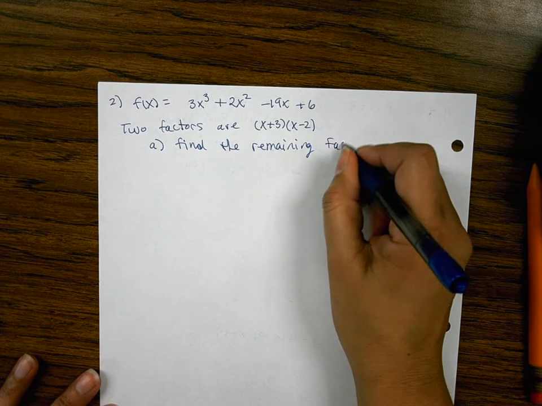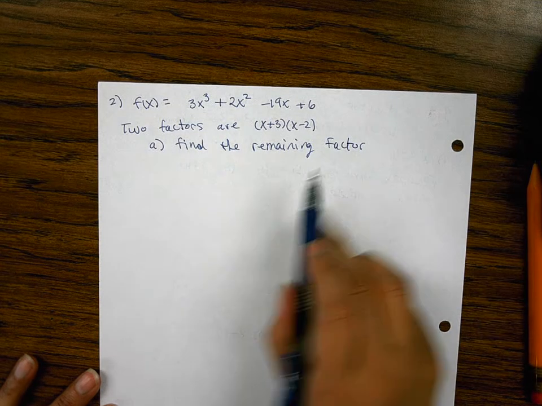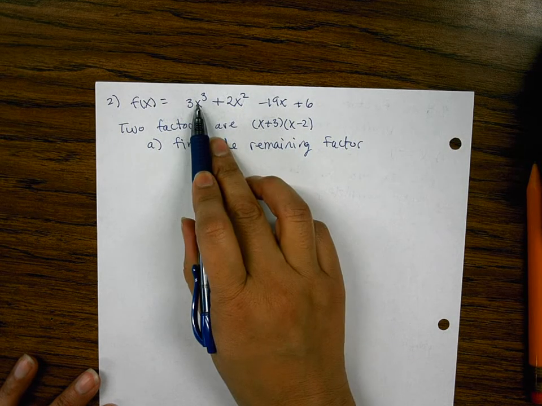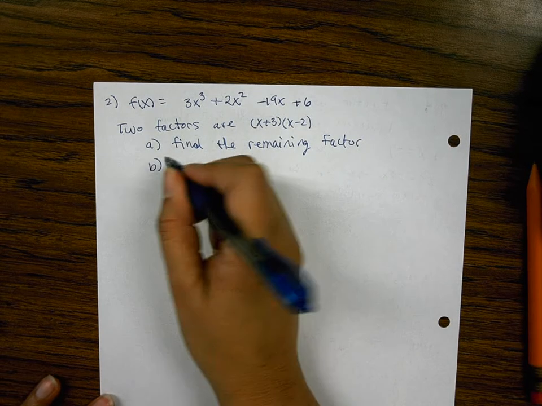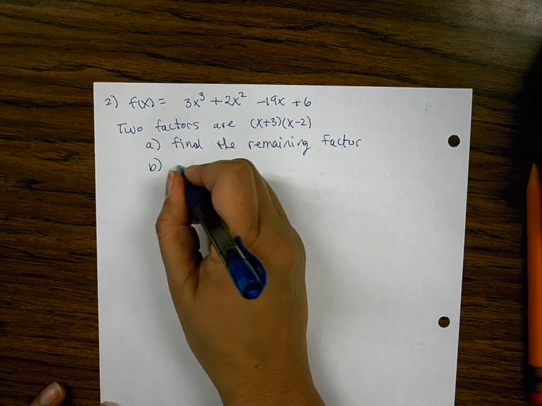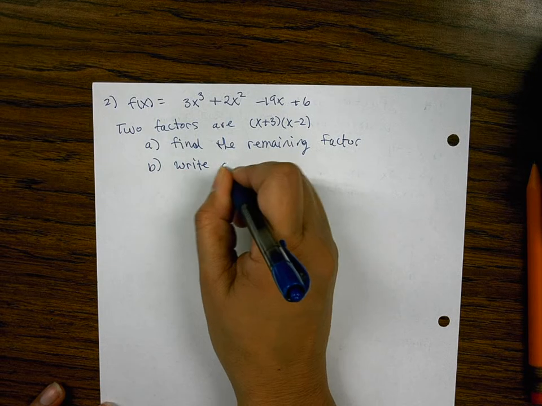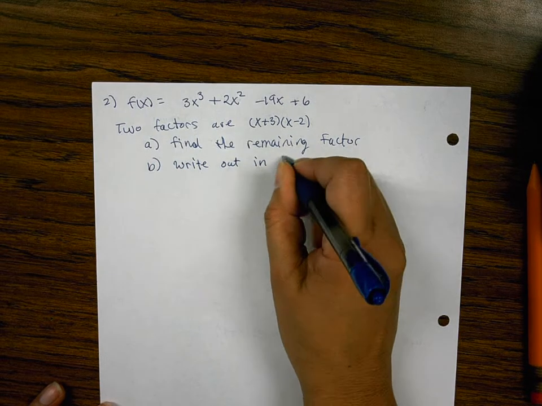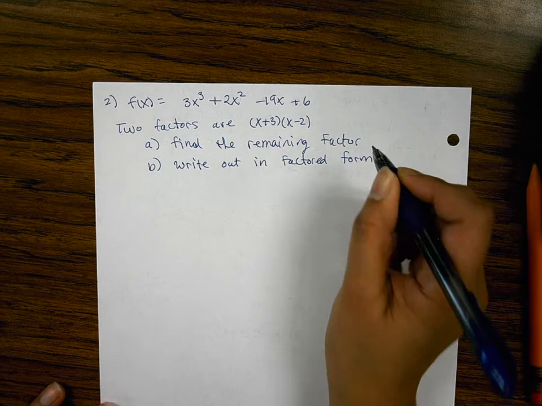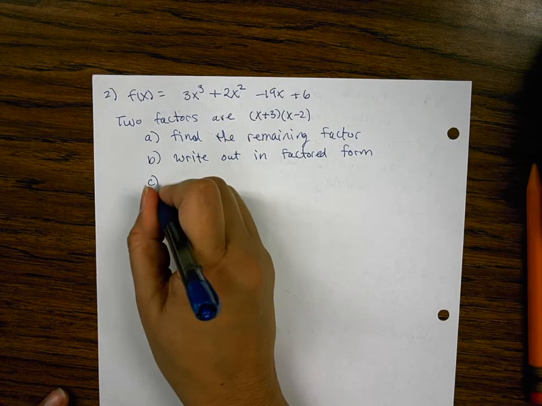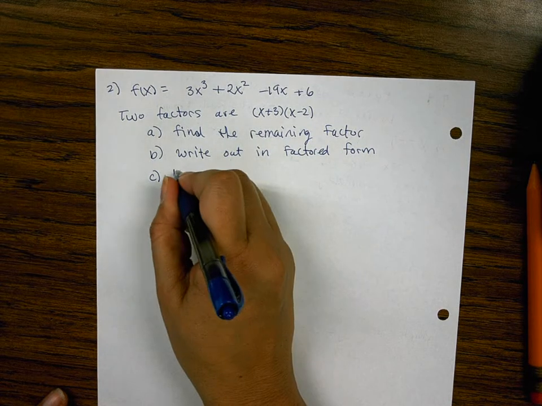And I know there's only one more, which is why factor is not plural. If I have two factors and the degree is 3, I only have one more factor left. B, write out in factored form. And C, list all zeros.